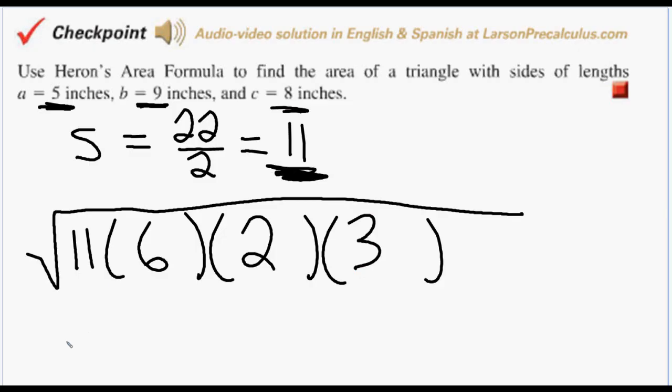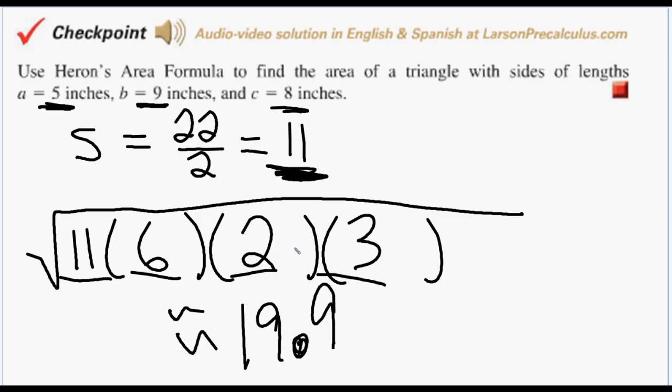That's 3. So I punch them in my calculator. 11 times 6 times 2 times 3, and I hit the square root key, and you should get approximately 19.9. Here our units were inches, so that's going to be inches squared.